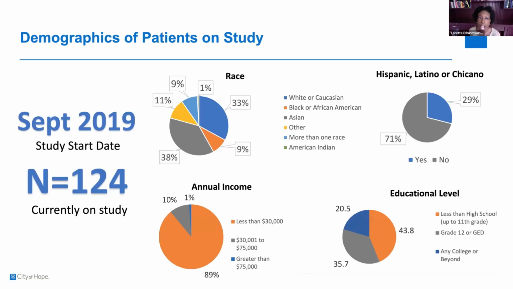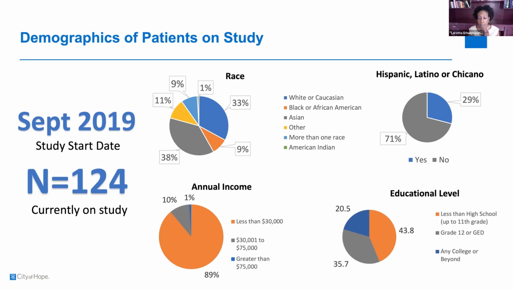And so, our study began in September 2019, and to date, we had 124 patients enrolled, and we were able to enroll that many despite COVID, which really delayed things considerably, I'm sure, at most of the programs throughout the nation. And you can see that in our study that most of our patients were non-white, and that you see here on the bottom, 89% of the individuals had an annual income of less than $30,000 living in California.